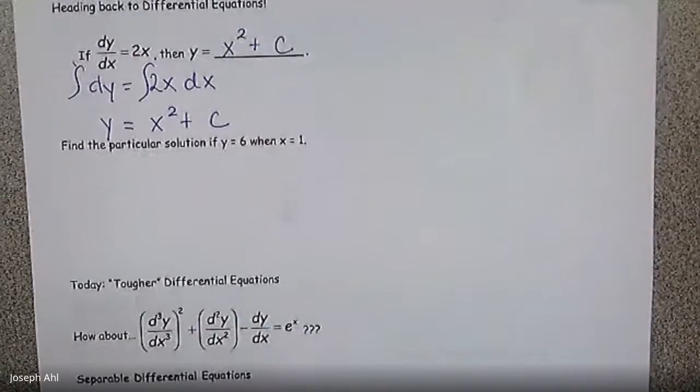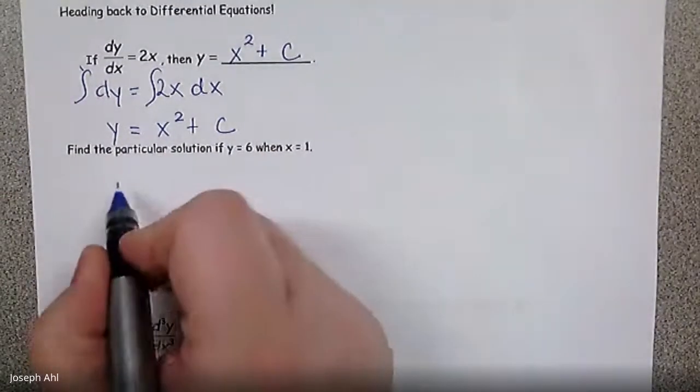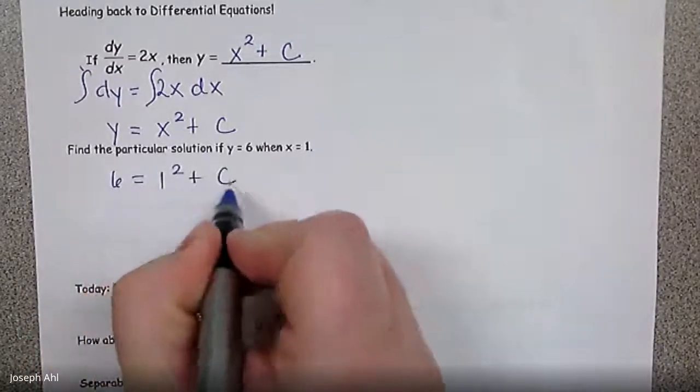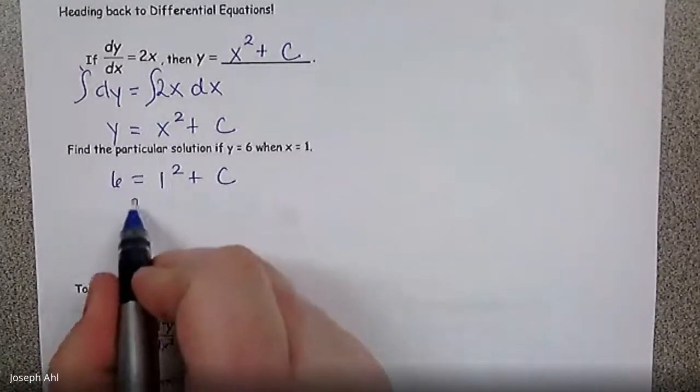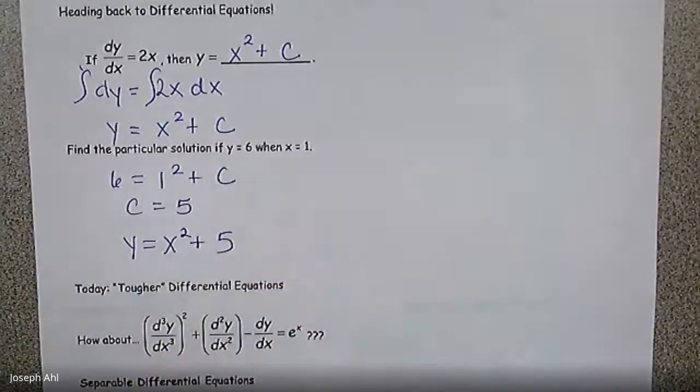Okay. So then we can find particular solutions given some initial conditions. If y is 6 when x is 1, plug in the initial conditions, we would get that, subtract the 1 over, c is 5. So therefore, the specific solution that contains the point (1, 6) would be y equals x squared plus 5.